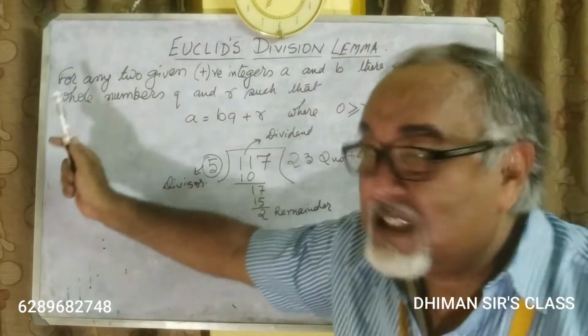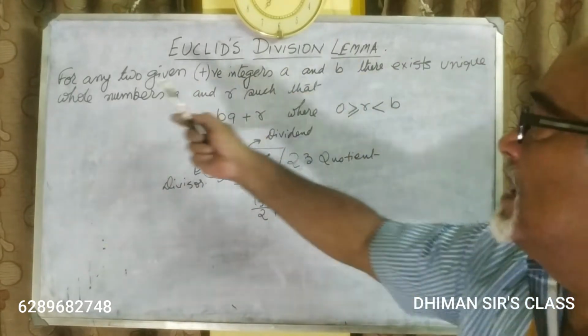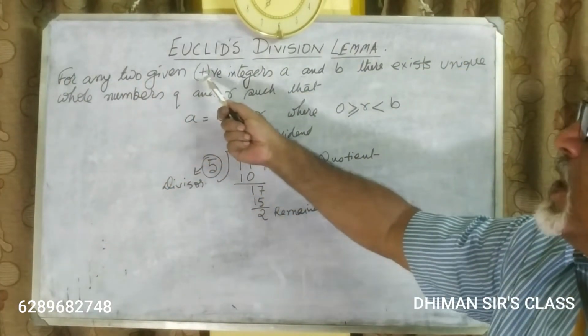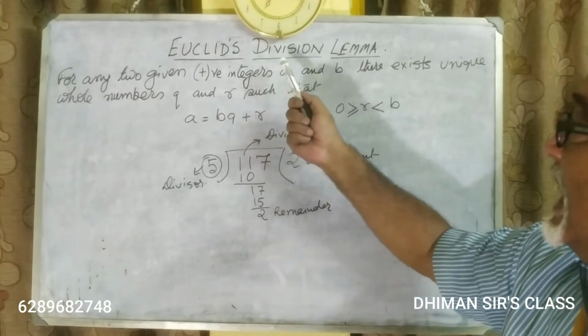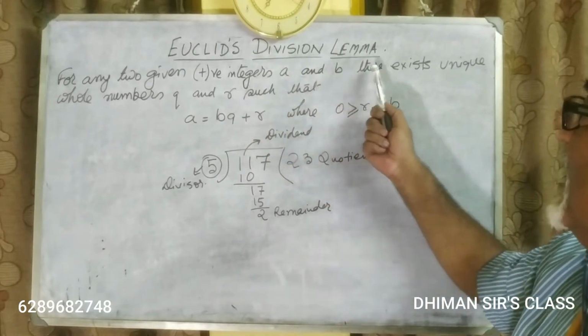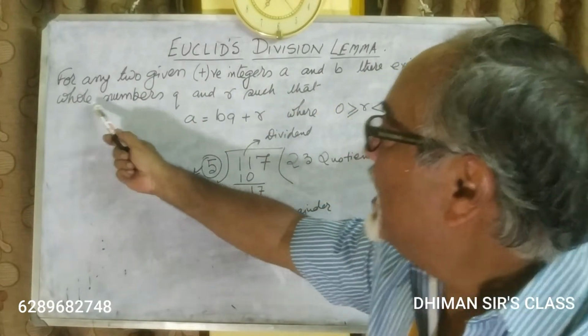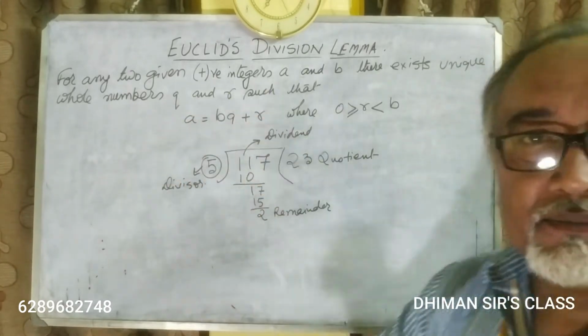Now Euclid's division lemma says, for any two given positive integers a and b, there exist unique whole numbers q and r.